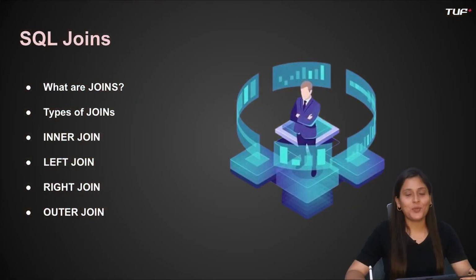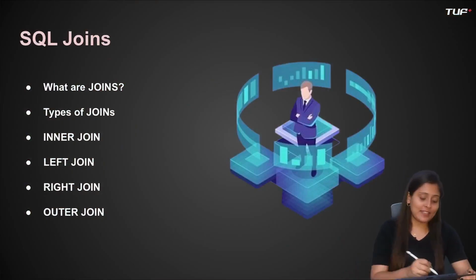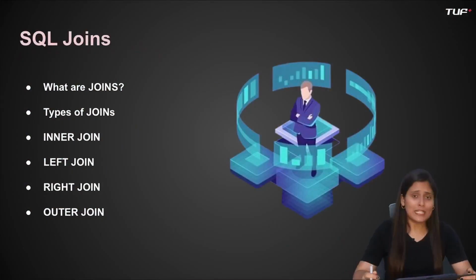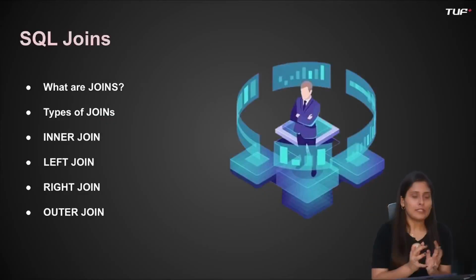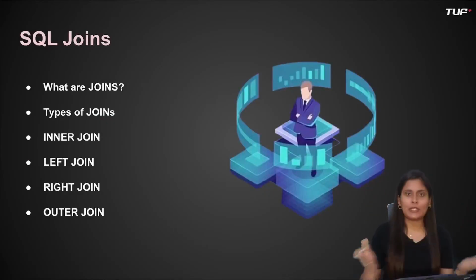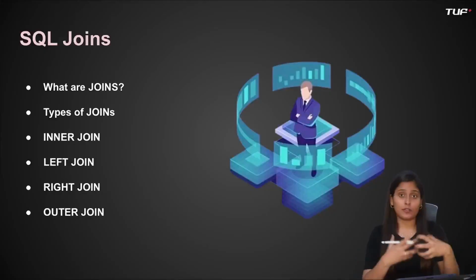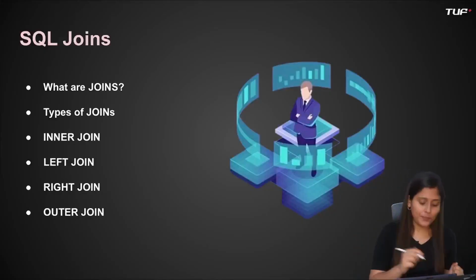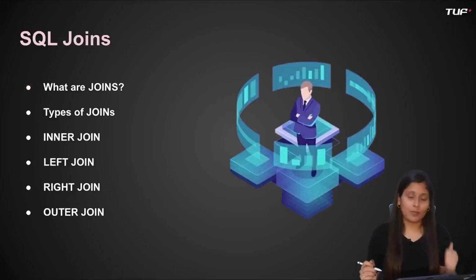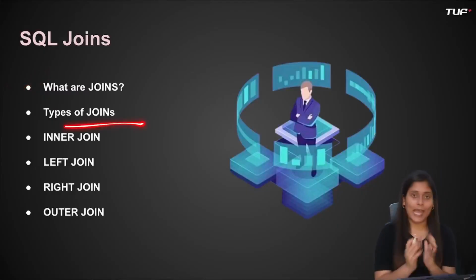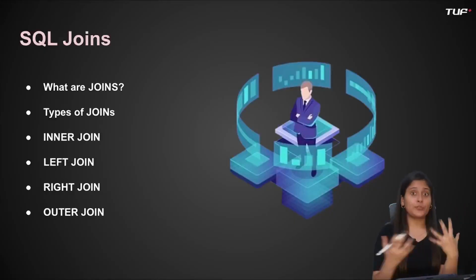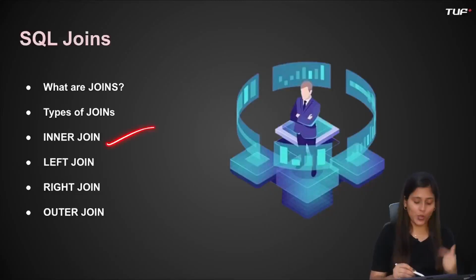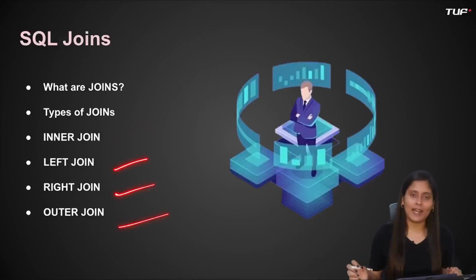Hi all, welcome back to another lecture of DBMS, and in this lecture we'll be learning joins. Joins are basically used to merge smaller tables, to perform some denormalization and return the queries which the user wants. We'll be learning what joins are and what the different types of joins are: merging the tables in different styles, which can be inner join, left join, right join and outer join.